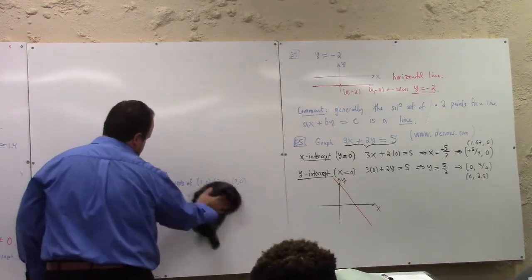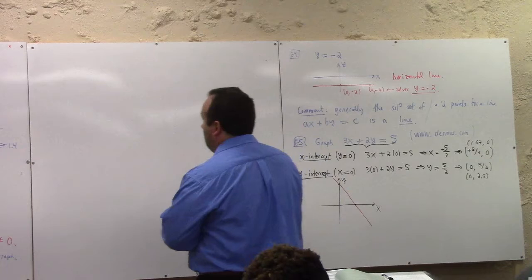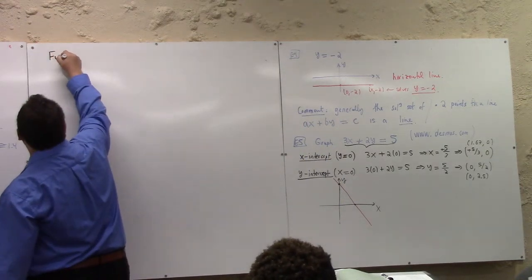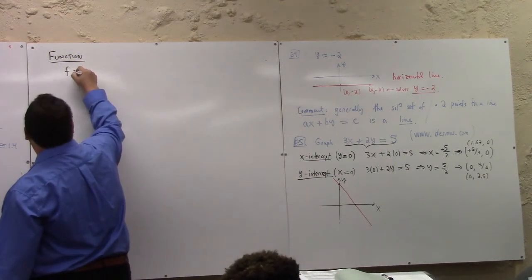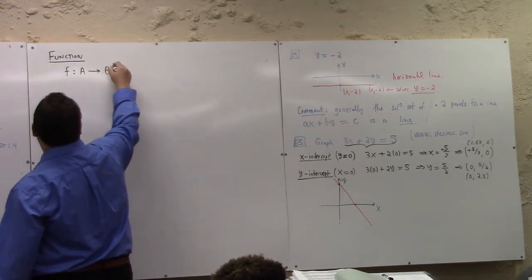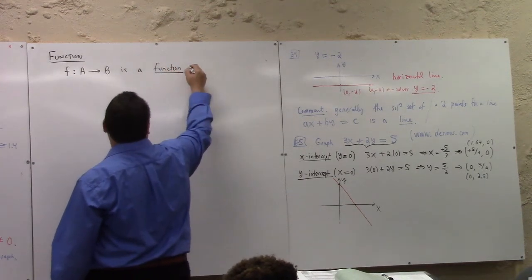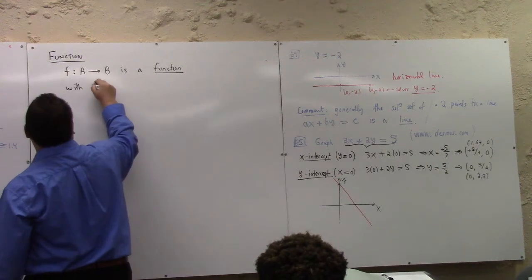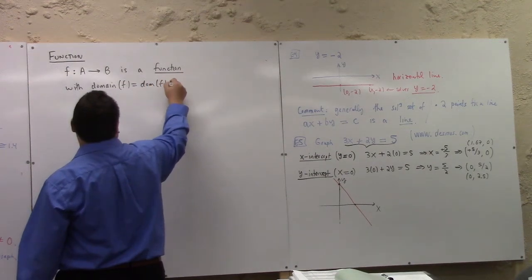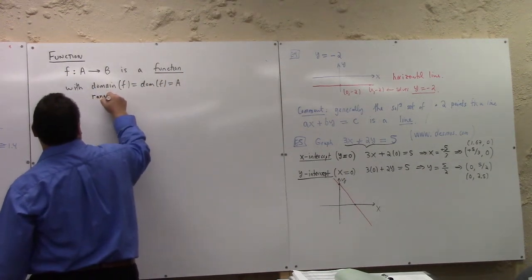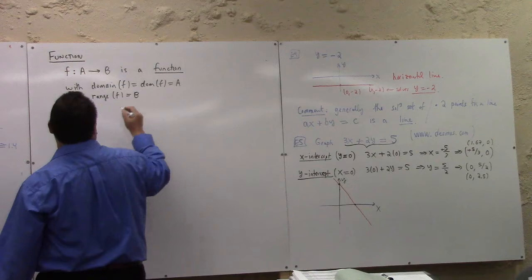So that brings us to our next big topic. All right? Function. So f from A to B is a function with domain of f, which we also call A, and the range of f, I'm just going to assume is B, right?